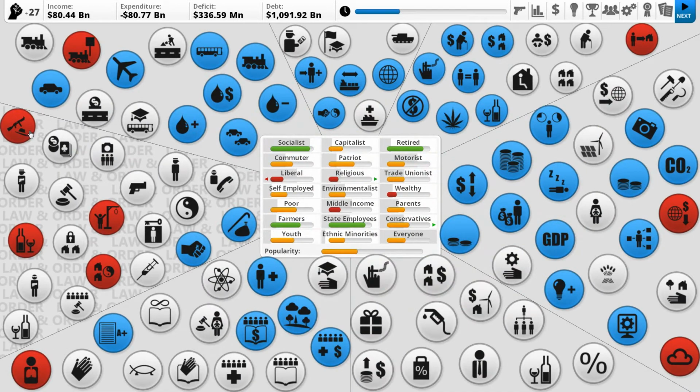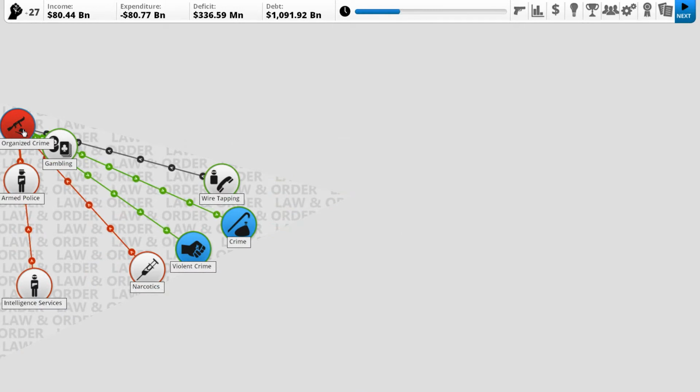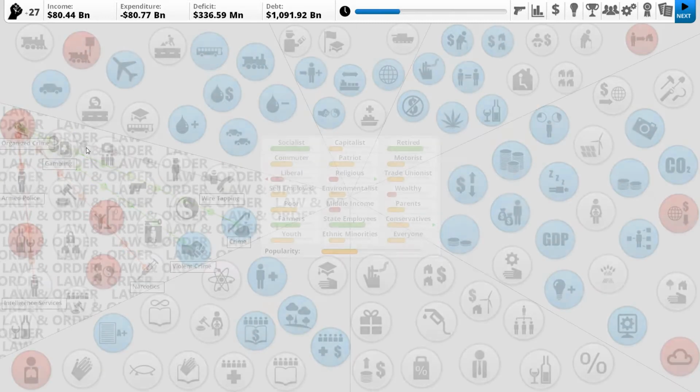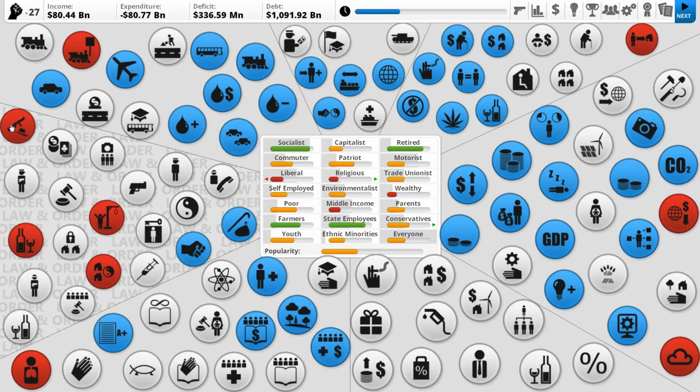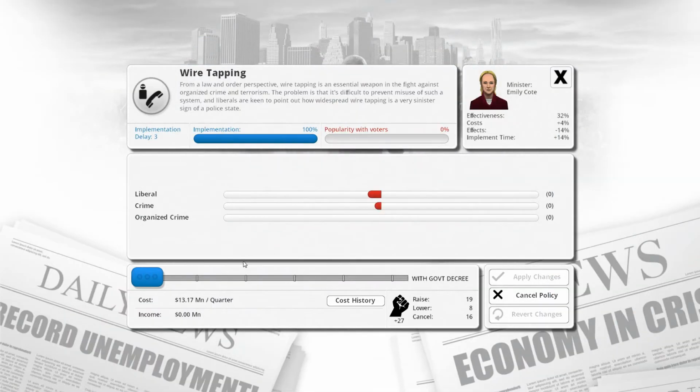So if we look at organized crime over here, pop up. There we go. You can see the green lines do indicate an increase, but not always into good things. In this case, we got a green line coming from gambling, which means it's raising it, whereas the armed police, intelligence service, that kind of thing are lowering it. So you just have to pay attention to whether or not the green lines are actually good things or bad things. Wiretapping actually doesn't seem to be doing as much as I thought it would.